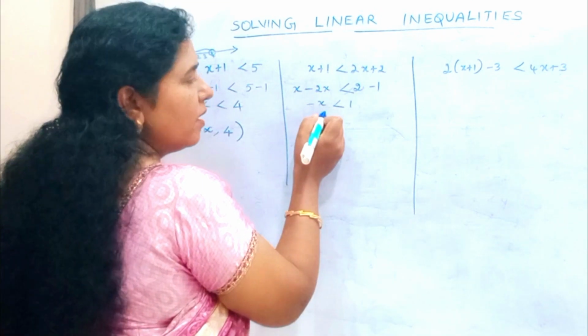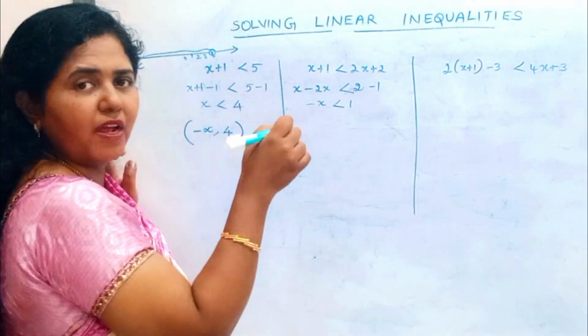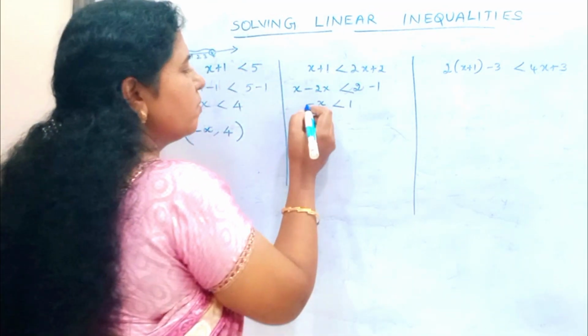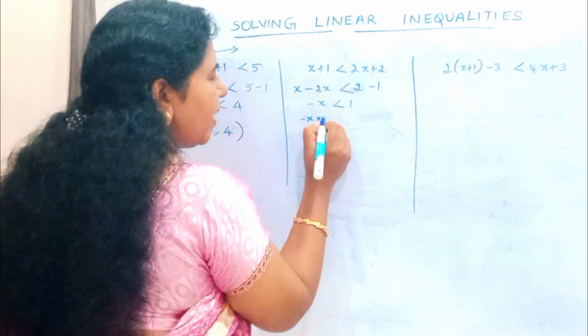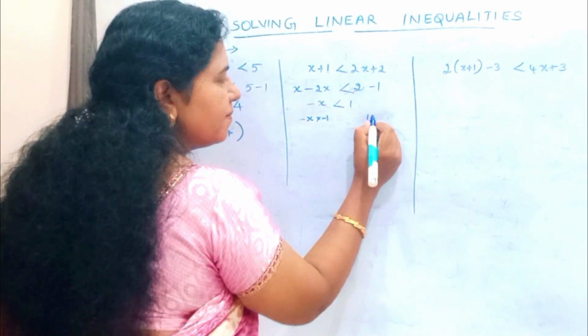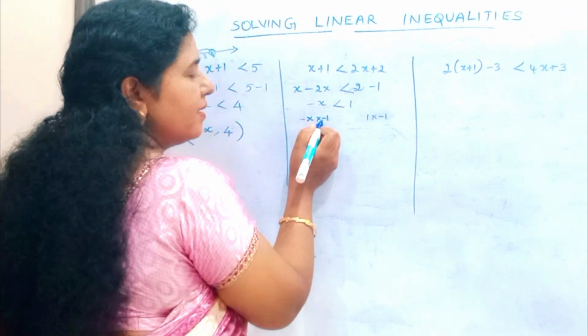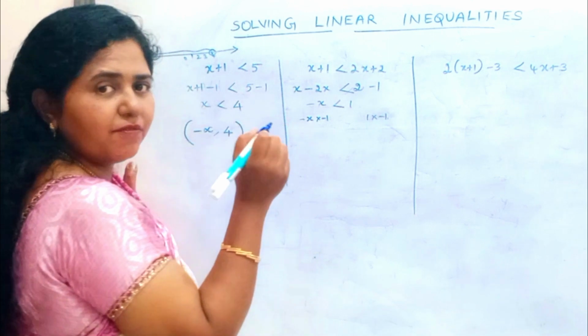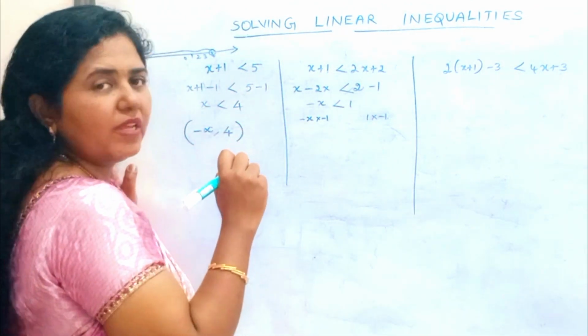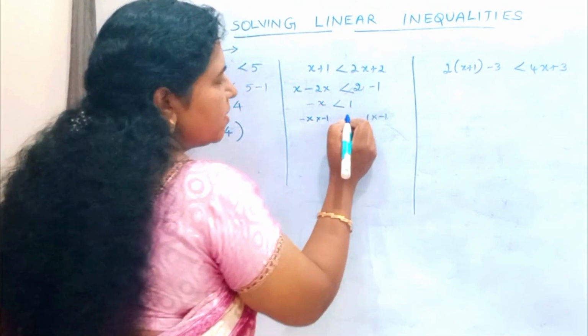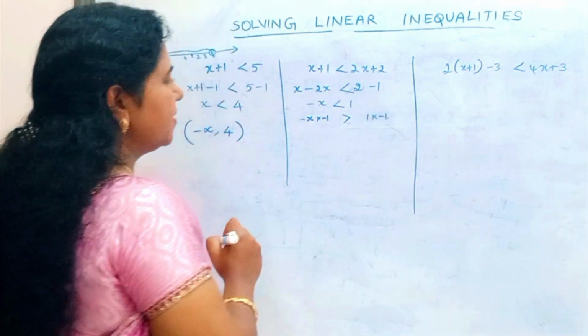So when we are doing some operation on the left hand side, we have to do the same thing on the right hand side also. So minus x into minus 1, and in the right hand side it becomes 1 into minus 1. Okay, so now I have multiplied both the sides by a negative number. So what happens to the sign of inequality? It changes. So here the sign becomes greater than.